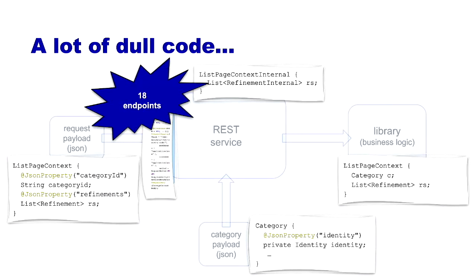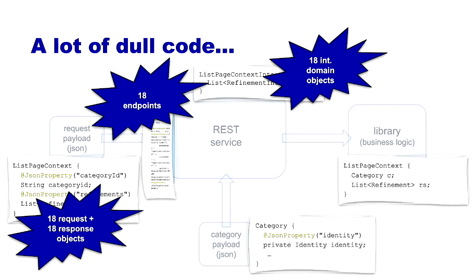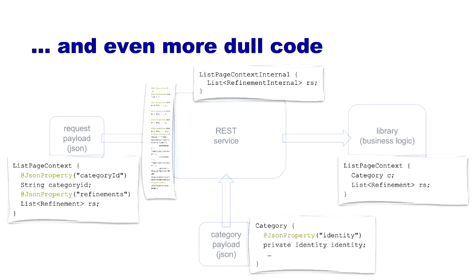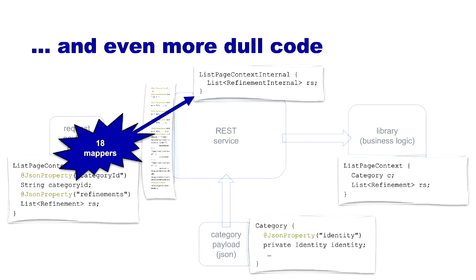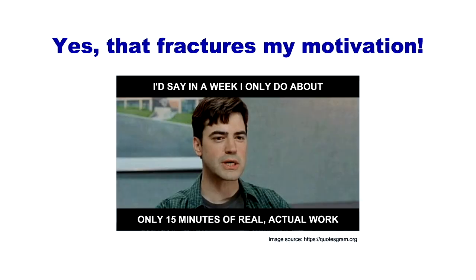So we have 18 endpoints, 18 requests, 18 response objects, 18 internal domain objects, and 18 library domain objects. And there is even more dull code to write because we need to map these JSON objects to our internal domain model, so that's 18 mappers. And we have to do the same to map the internal domain model to the library domain model. Again, 18 mappers. And yes, I'm not sure about you guys, but that definitely fractures my motivation.